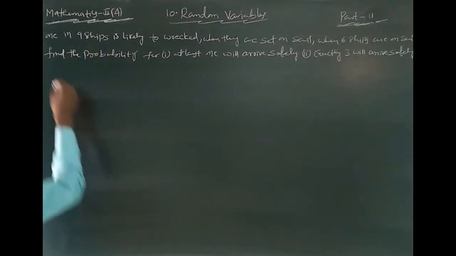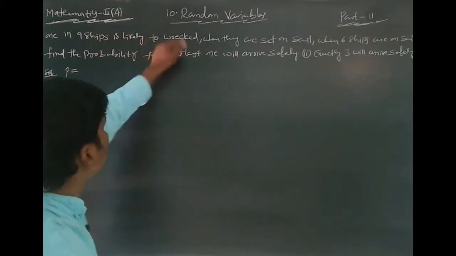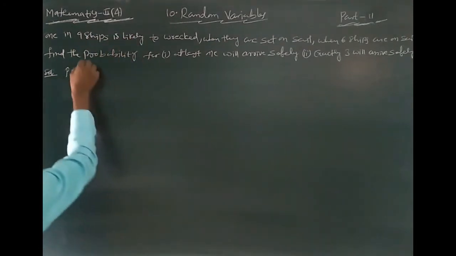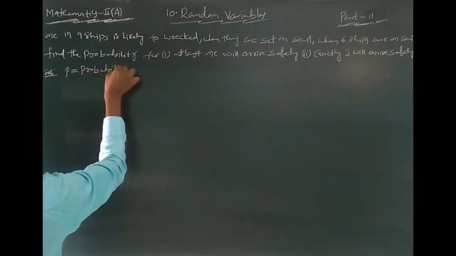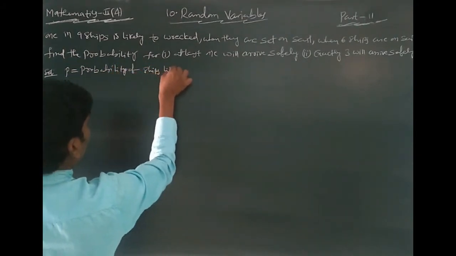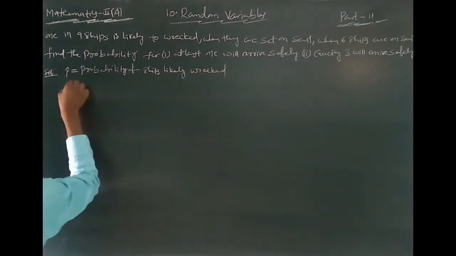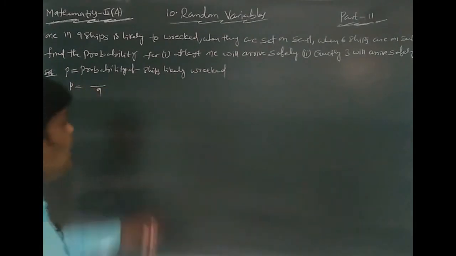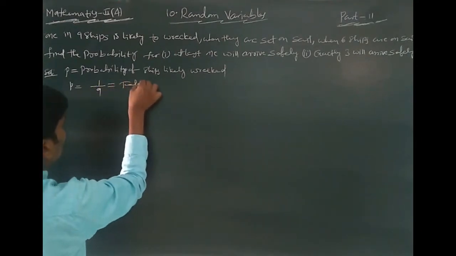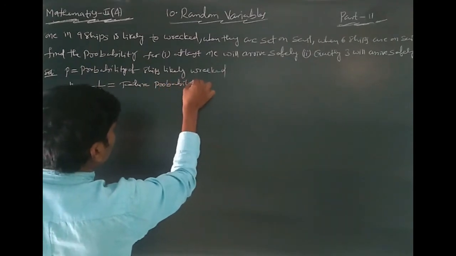First of all, what is given? Suppose P is the success probability. What is the given probability here? Here 1 in 9 ships is likely to break. The probability of ships likely to break: in total there are 9 ships, and in this 9 ships only 1 ship will break. This is the failure probability. Why? Because this one is the failure probability.